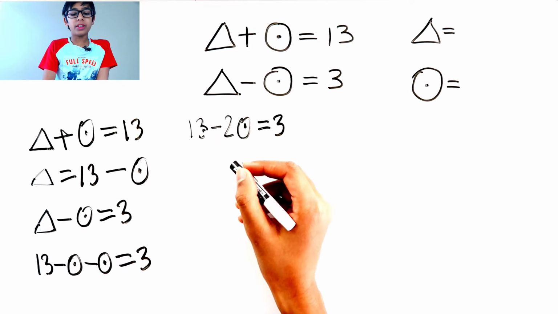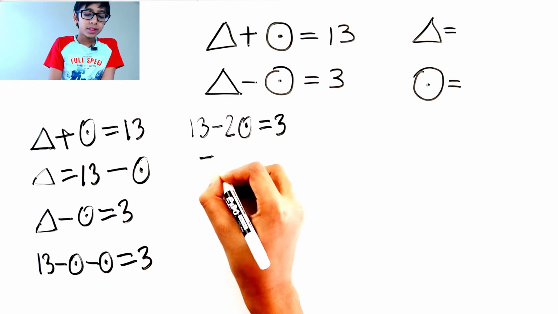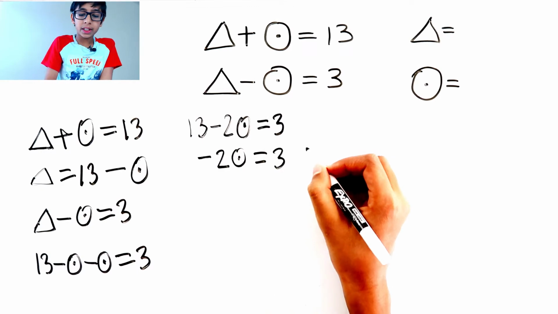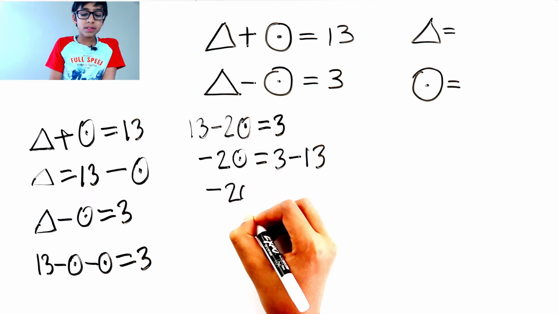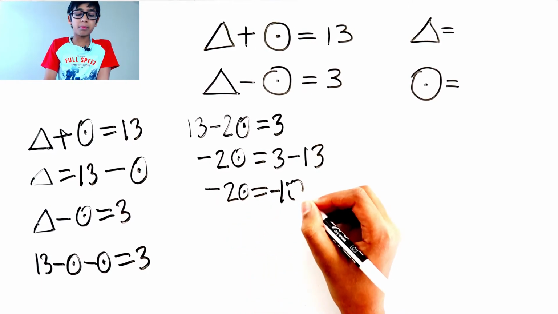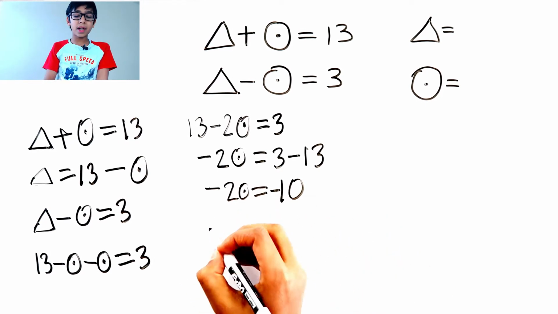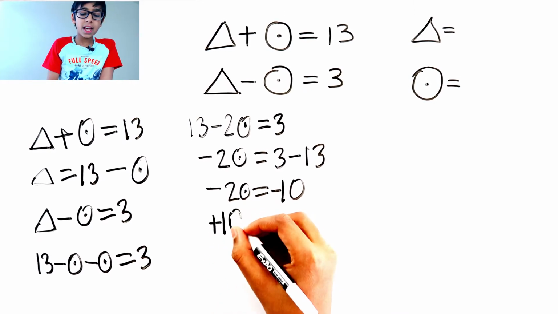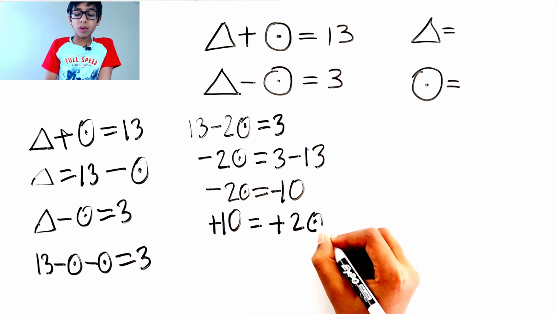This is a plus 13, so let's remove it here, so it becomes a minus 13. So minus 2 circle equals 3 minus 13. So minus 2 circle equals minus 10. Okay, so now let's switch both of these around. So plus 10 equals plus 2 circle.